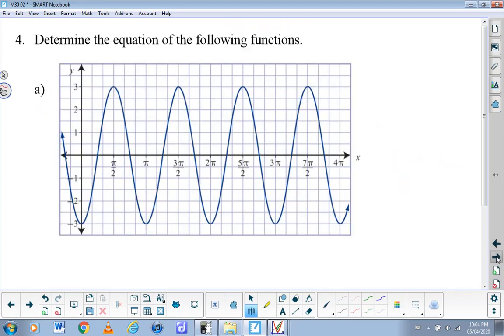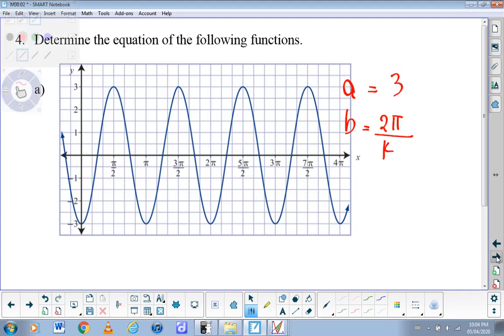And determine the equation of each of the following functions. Really, everybody, question 4 is like question 3, but you have to find a and b from a graph. So the amplitude we can see is 3, which means lowercase a, you can use 3 or negative 3. B will be 2 pi divided by whatever the period is on the graph, so you need to look at the graph and determine what the period is.